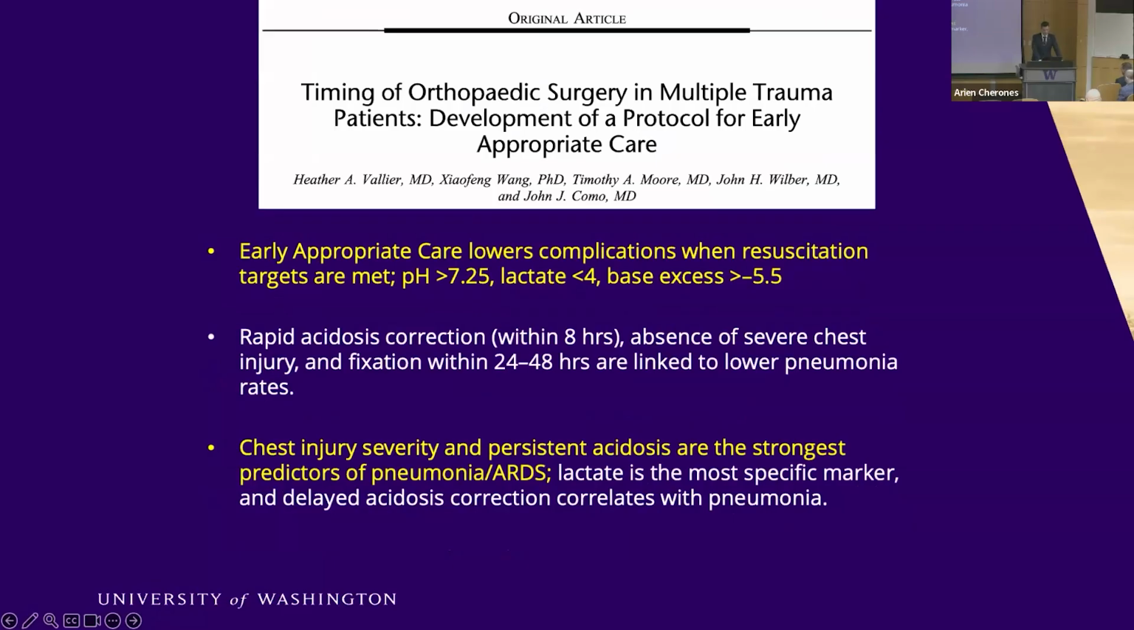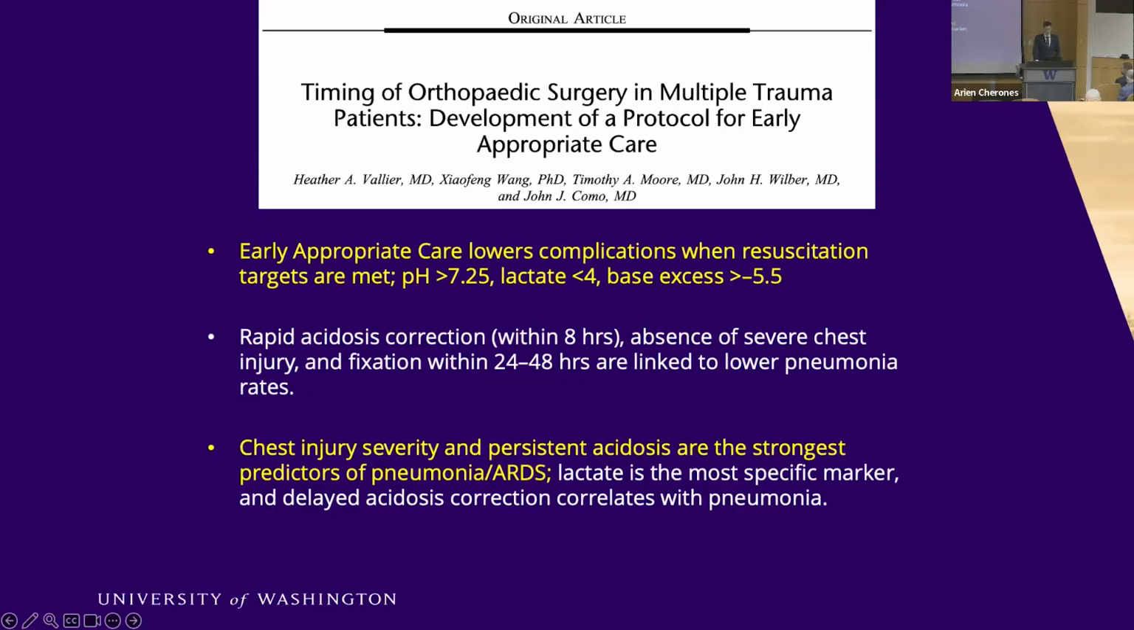And then Heather Vallier from Harborview, back in, I think, 2001, started looking at this early appropriate care, and she's the one that coined this term. This was the first study that mentioned it, and it created objective resuscitation targets for us to use. It was a retrospective out of MetroHealth in Cleveland in 2013. They found that early appropriate care lowers complications when resuscitation targets are met.